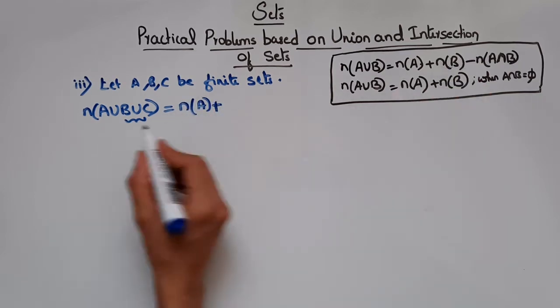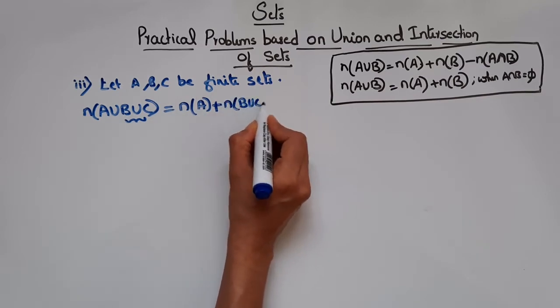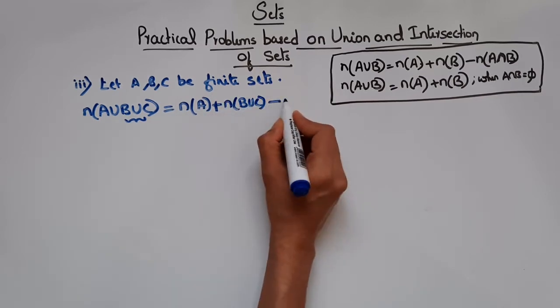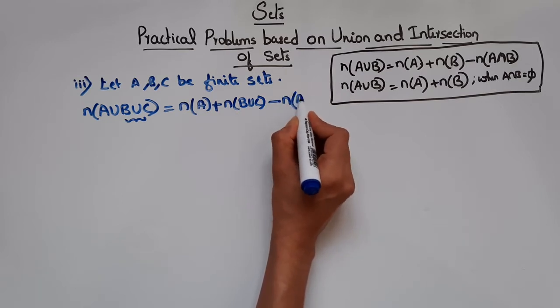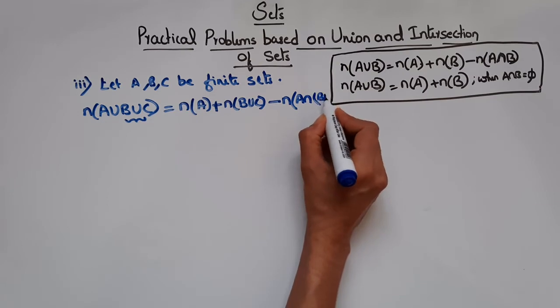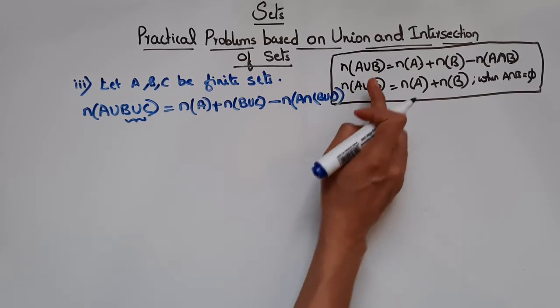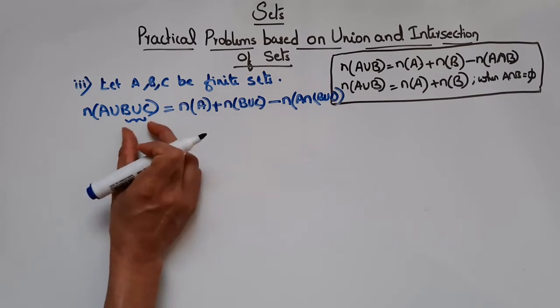In place of B, we have B union C. So we have n of B union C minus n of A intersection B union C. What is B? B is B union C, right? I hope you are getting my point. Simply replacing B with B union C.